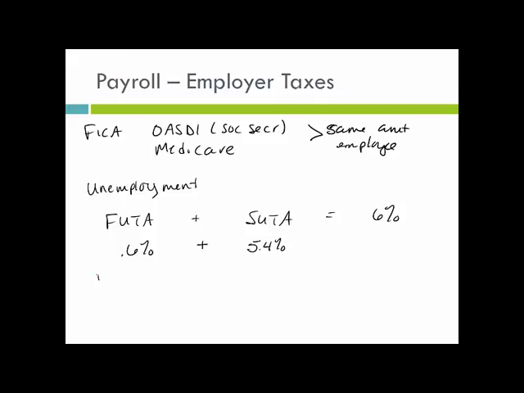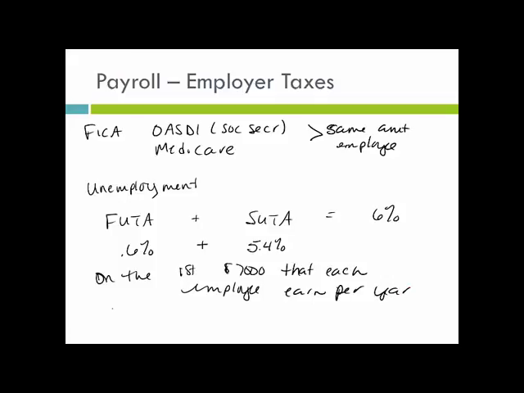And they pay this on the first $7,000 that each employee earns for the year. So at the beginning of the year, they're probably paying it on everybody, but after people have made $7,000 per year, I don't have to pay it. After that $7,000, I don't have to pay it. So it's got a cap, just like the Social Security had a cap.